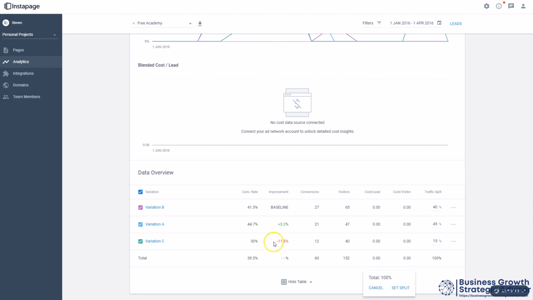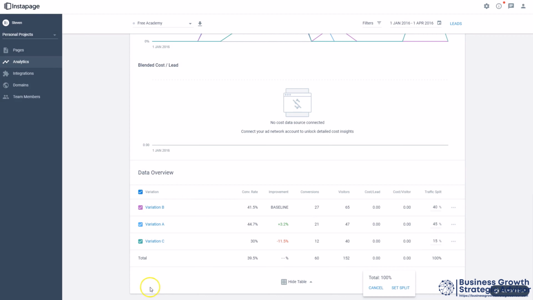So if we want 15% going to variation C because it's not doing great, but we want to continue accumulating some more traffic and evidence over the course of the coming months and then check again, we can do that. But because these ones are making us the highest number of leads or the highest amount of money right now, we want most of our traffic going there at the moment. Does that kind of make sense?